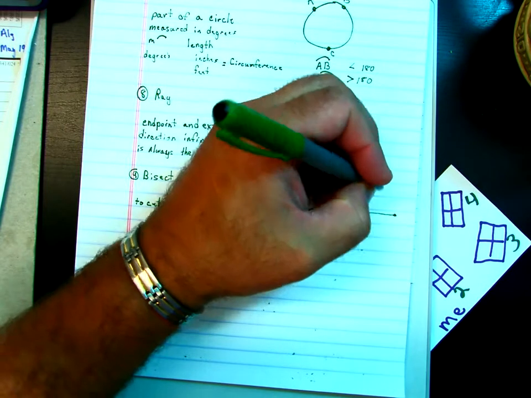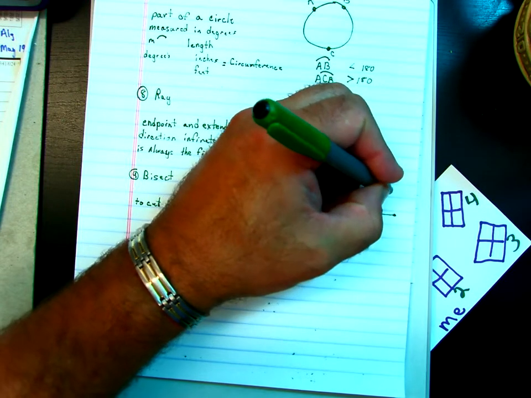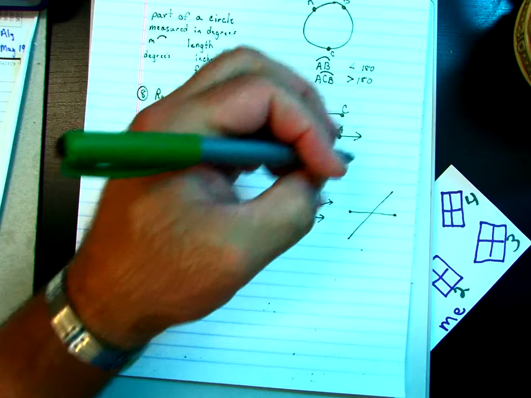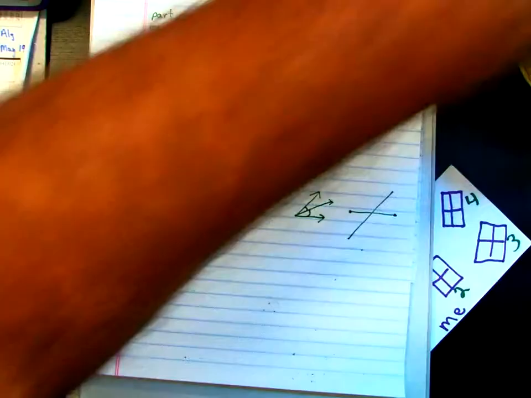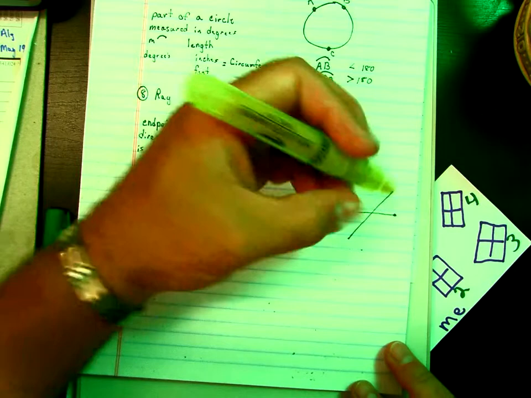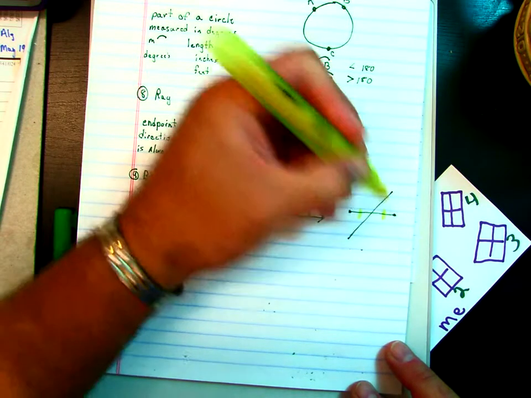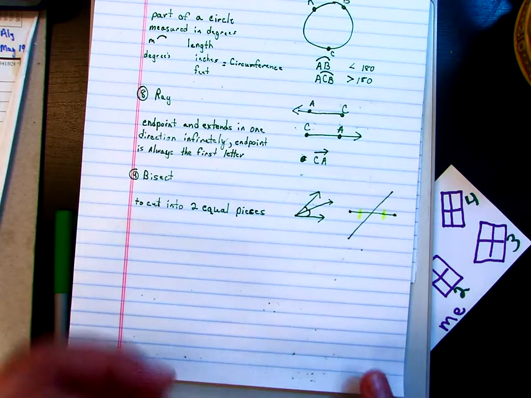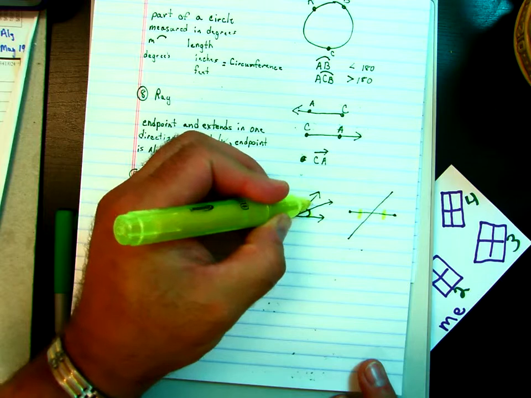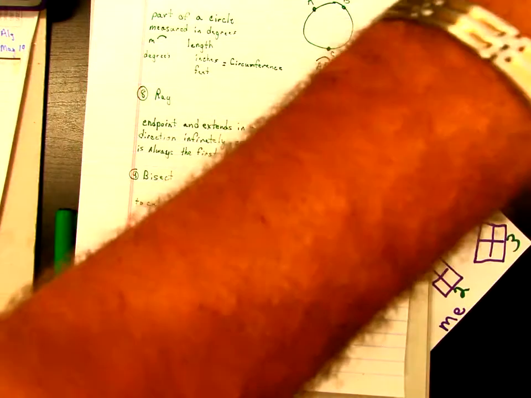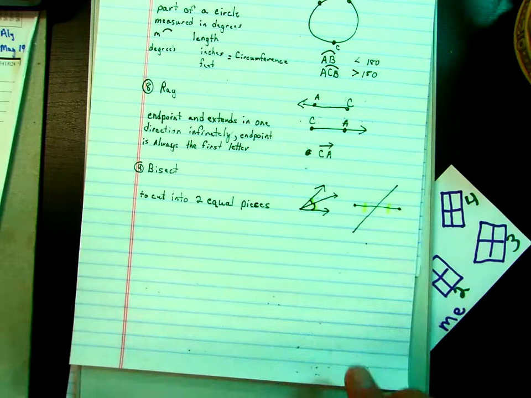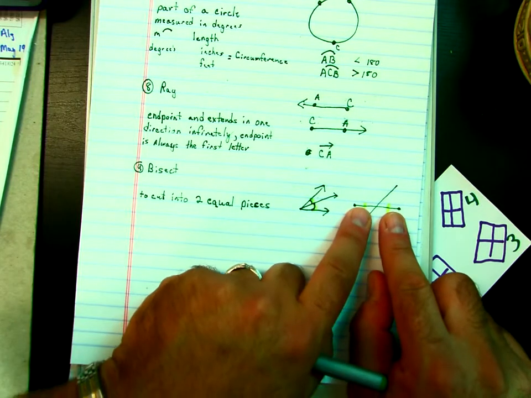Just like if I were to do this, and this congruency mark is telling me the same thing. Now you'll notice that on line segments, the congruency mark is different than on angles. On angles, it's a curve. On line segments, it's a tick mark. Okay? This tells me that this piece and this piece are equal to each other.